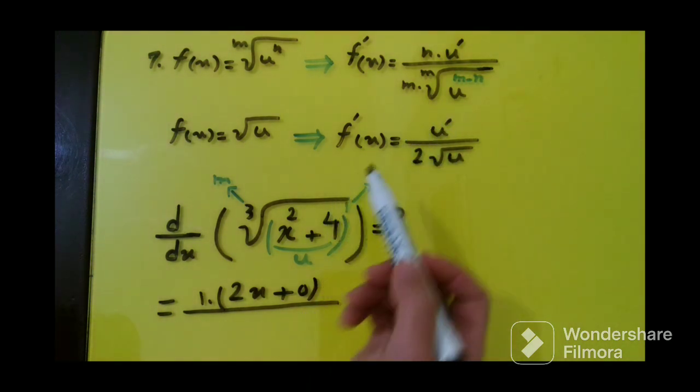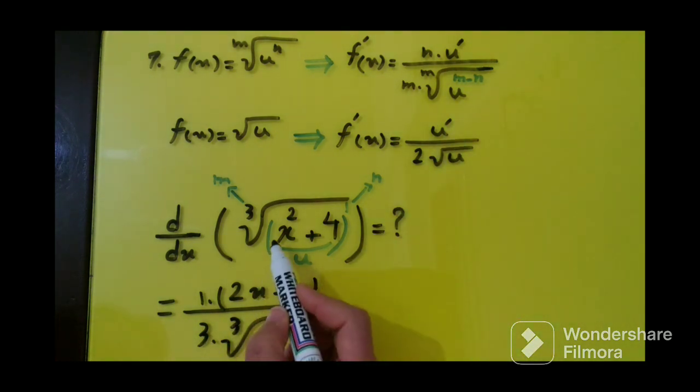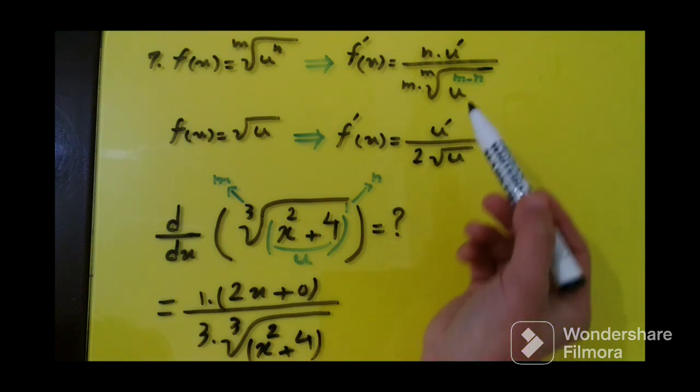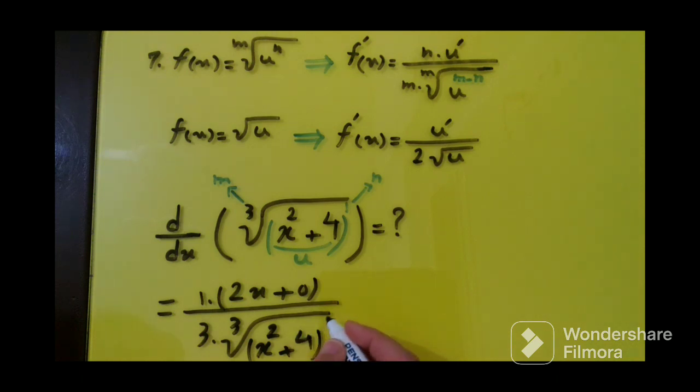And for down, you should put m, 3, times three again, u, this term, x squared plus 4. For the power, you should put m minus n. 3 minus 1, it's 2.